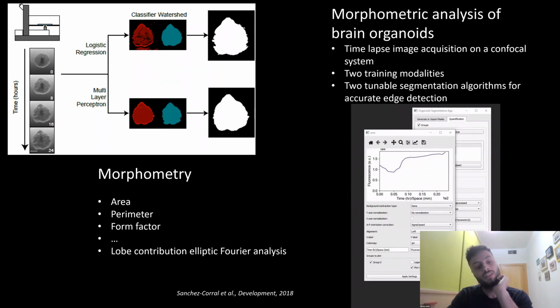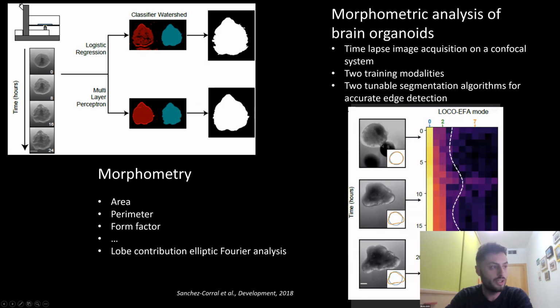MOrgAna not only implements fairly simple morphometric parameters such as area, perimeter, form factors, and so on, but we also implemented more advanced morphometric parameters such as the log contribution elliptic Fourier analysis, which is essentially a way to describe the shape of organoids using consecutive ellipse fitting analysis. In this figure, you can see this chymograph, which shows, for every time point in the time-lapse dataset, the contribution that every elliptical mode gives to the description of the shape of that organoid at that particular time. The white dashed line represents the highest elliptical mode that is necessary to describe the shape of the organoid with 95% accuracy. With this simple scheme, it's possible to determine, for instance, that at later stages where organoids grow in complex shapes, more ellipses are necessary to describe the shapes.